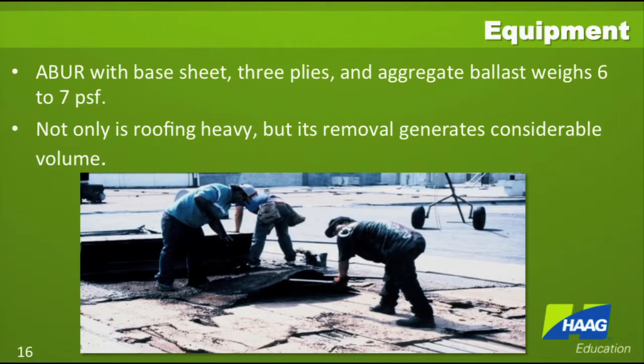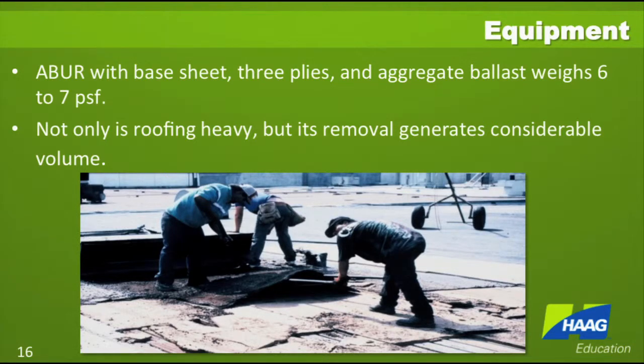Our asphalt built-up roof, if it's got base sheet, 3 plies, and aggregate ballast, in total it's going to weigh 6 to 7 pounds a square foot, or 600 or 700 pounds per square. The roofing obviously is heavy and also creates a lot of debris, a lot of things that have to be disposed of.